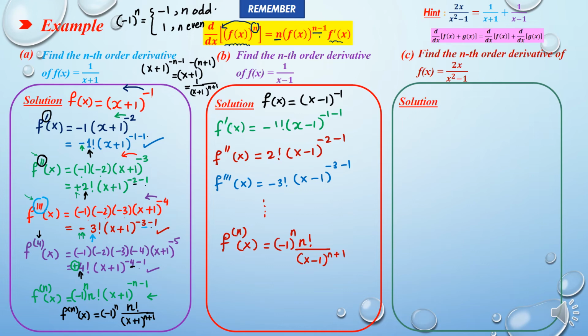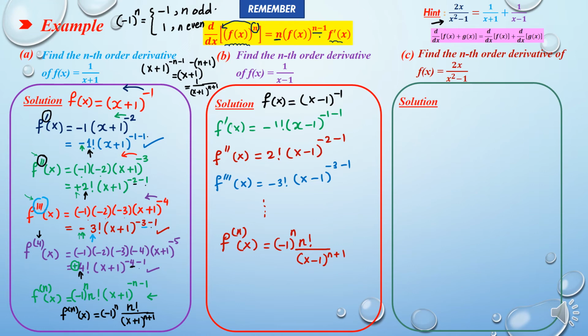Now in part C, find the nth order derivative for the function f(x) equals x over x squared minus 1. There is a hint to solve this question. This is the hint: 2x divided by x squared minus 1 equals 1 over x plus 1 plus 1 over x minus 1. And as you know, if we have addition between two functions and you have to find the derivative of the sum of two functions, the derivative distributes over addition and subtraction.